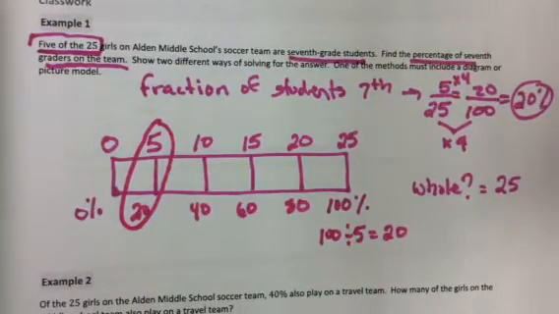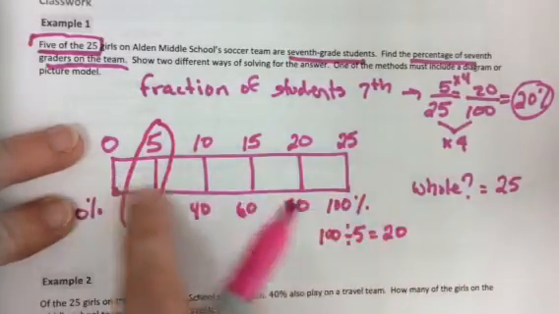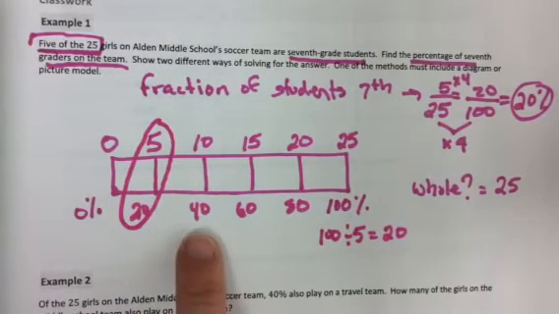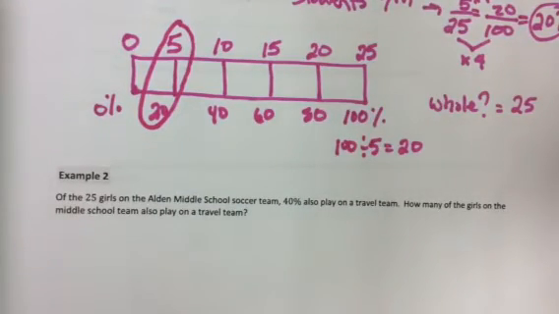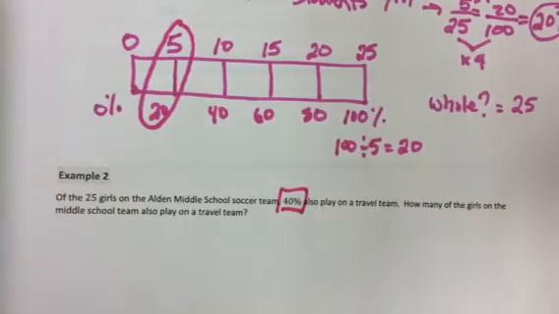You could also do a double number line, and the double number line is just similar to what you did up here. Okay, so there's the 2 models that you could use for that one. That one I'm looking for the percent of a whole. Down here, of the 25 girls on the Alden Middle School soccer team, 40% also play on a travel team. How many girls on the middle school team also play on the travel team?